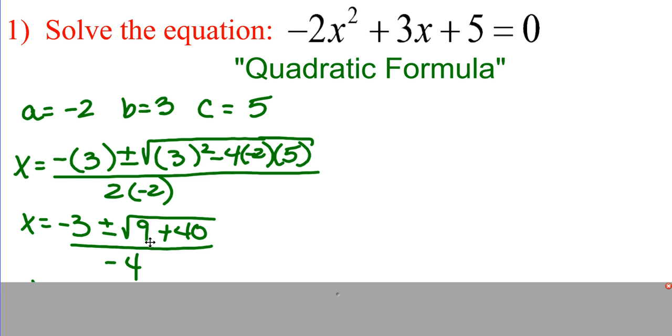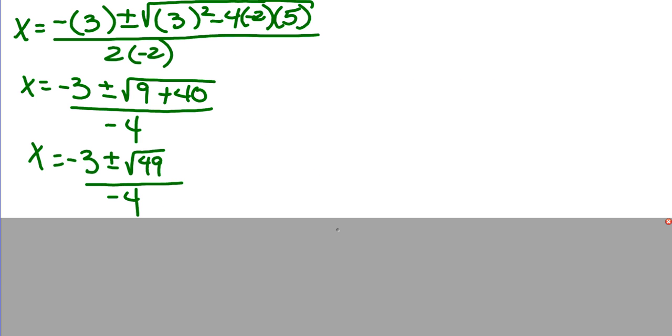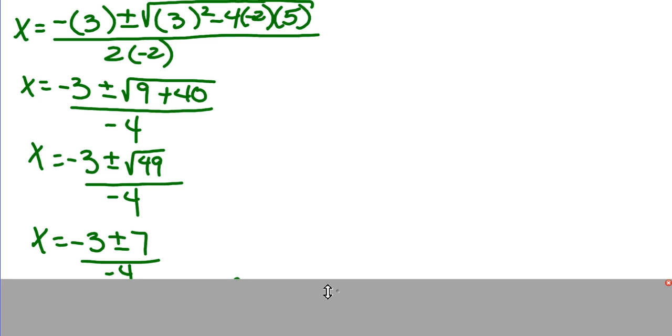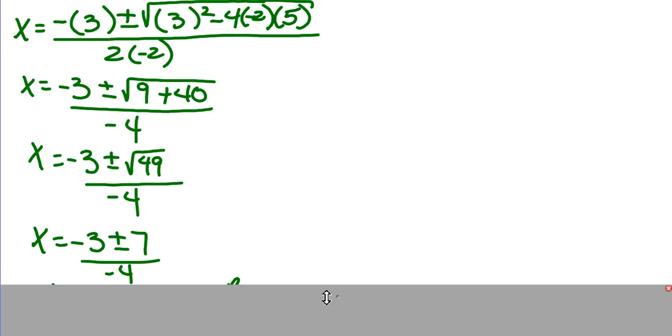Now again, order of operations, we have to talk about our grouping symbols, and our radical is a grouping symbol. We have 40 and 9 that we have to put together, so we'll have a 49 underneath the radical. Again, looking at the radical, you want to ask yourself, can it be simplified? Is 49 a perfect square, or does it have any perfect square factors? 49 is indeed a perfect square, and its value is 7. So right now we have x is equal to negative 3 going to the left and right 7 units, and all of that's being divided by negative 4.